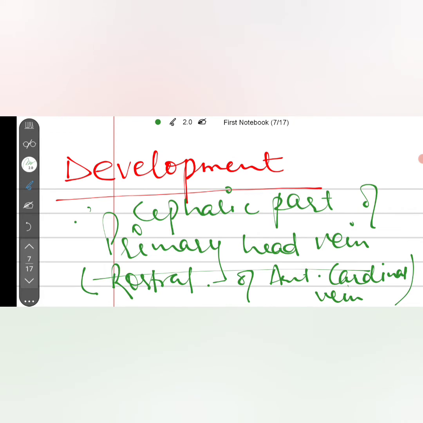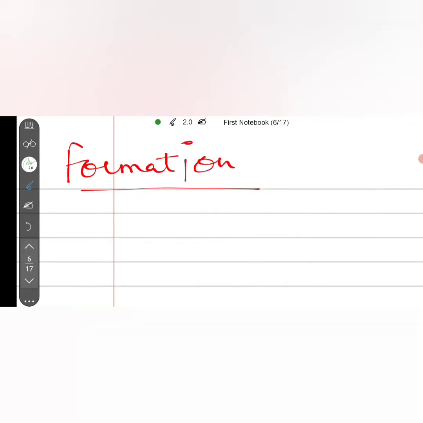Development: the sinus is developed from the cephalic part of the primary head vein. And what is the primary head vein? It is the rostral continuation of the anterior cardinal vein, and incorporation of the plexiform tributaries during development makes the interior of the cavernous sinus trabeculated. Formation: each sinus is formed by the separation between the meningeal and endosteal layers of the dura mater, and the sinus is filled with venous blood and covered with an endothelial lining.